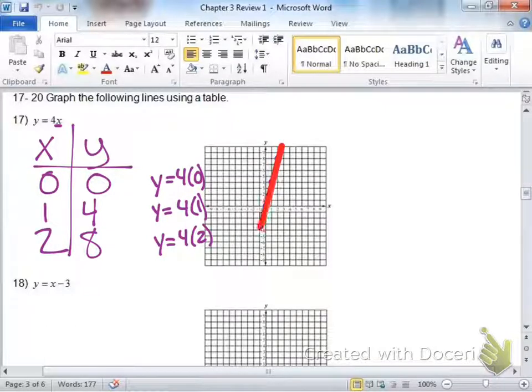Once you have 3 points, whoa, that is way too thick. Let me get a more reasonable width. Still a little large, but there you go. Connect them and put arrows on the ends. Remember, this is a visual representation of all the solutions to this equation. So all the ordered pairs that would make this true would fall somewhere on this line. That's why we need the arrows on the ends, because the numbers keep getting bigger and bigger and bigger, smaller and smaller and smaller. Any questions?